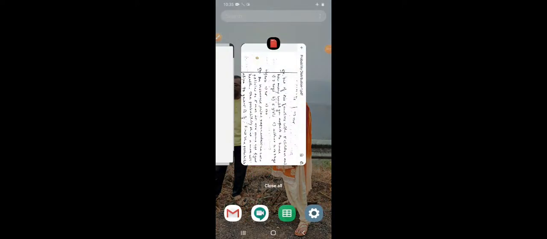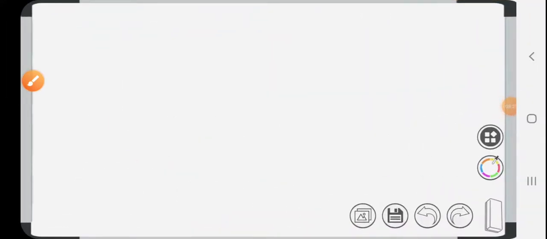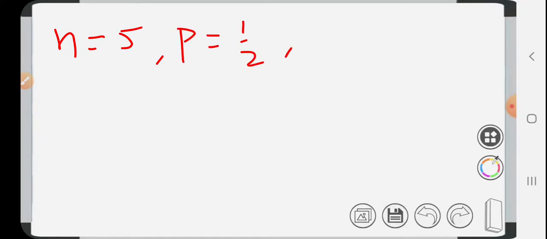We turn towards our whiteboard. So here the first one we have to keep in our mind, n is 5. Now a man is live or dead. Only 2 chances are there. So probability is 1 by 2. So Q is also 1 by 2. Either dead or alive. So here n equal to 5, P equal to 1 by 2, Q is also 1 by 2.